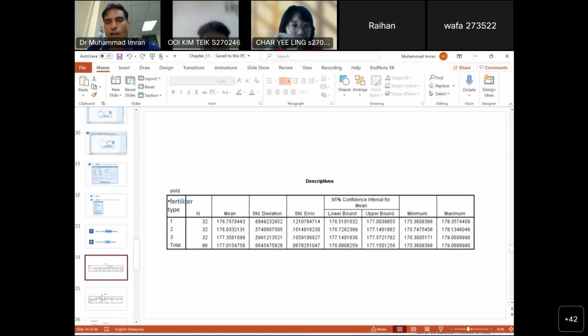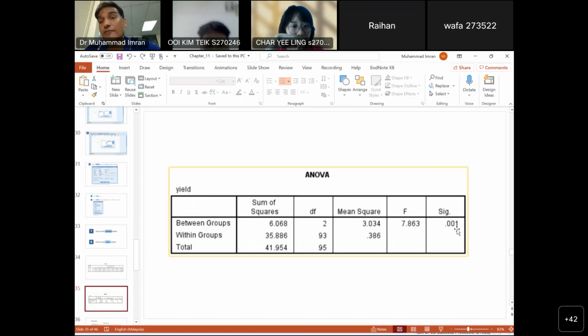Here, ANOVA. If this is significant, it means the difference exists, and the alternative hypothesis is accepted. My dear students, you must remember the significance value should be less than 0.05 for a significant result. If the value is more than 0.05, it means we have to accept the null hypothesis. So this is the significant.